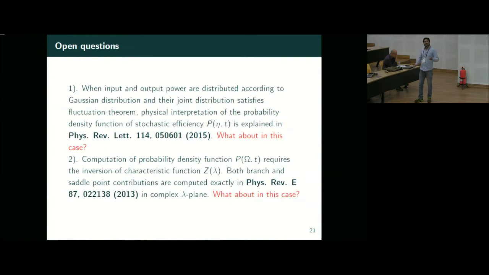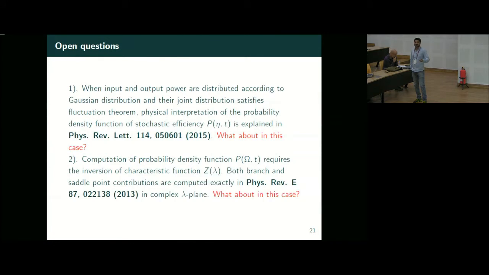When input and output power are distributed according to a Gaussian distribution and the joint distribution satisfies the fluctuation theorem, the physical interpretation of this stochastic efficiency is explained in a PRL paper by Polettini, Esposito, and G. Verley from the University of Luxembourg. But what about in this case? Here, the fluctuation theorem doesn't always hold. So how do we explain what is going on here?